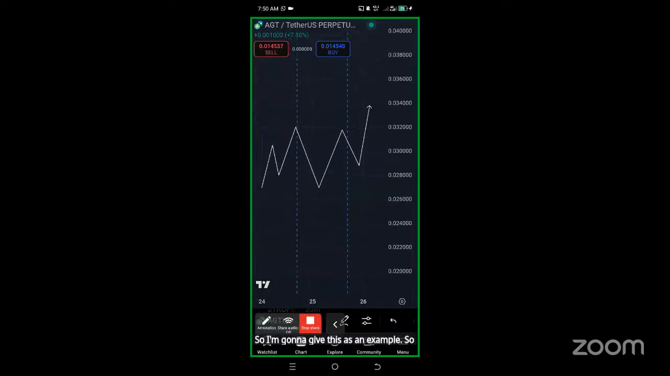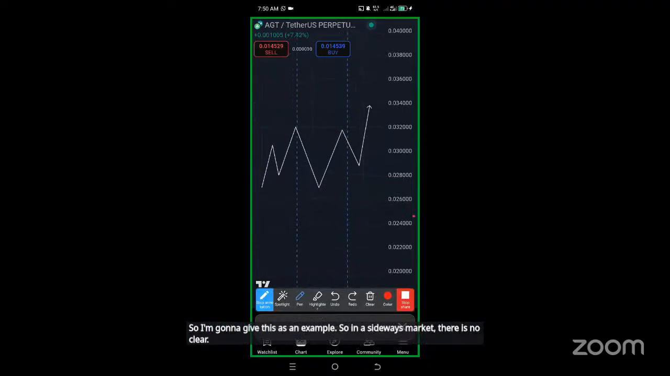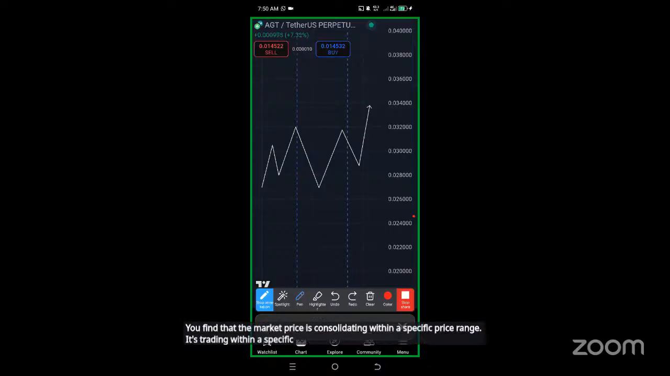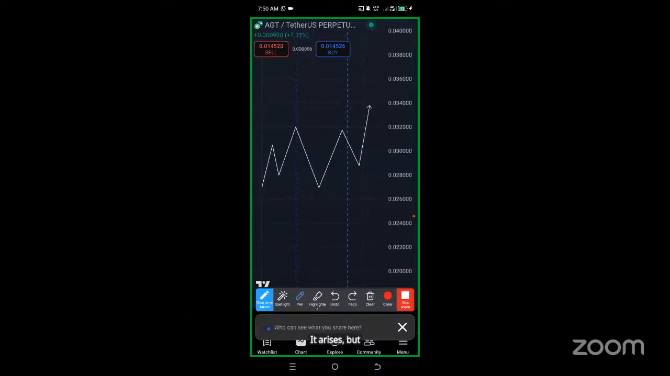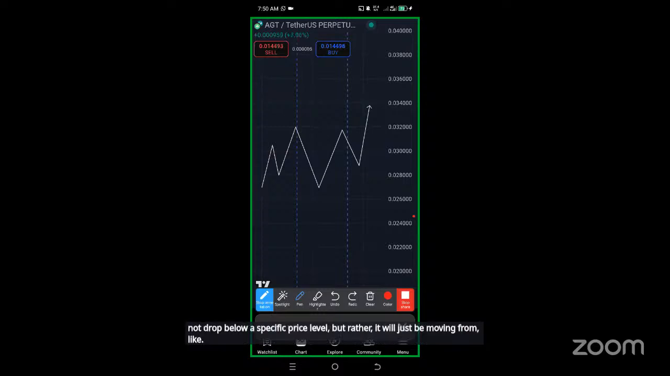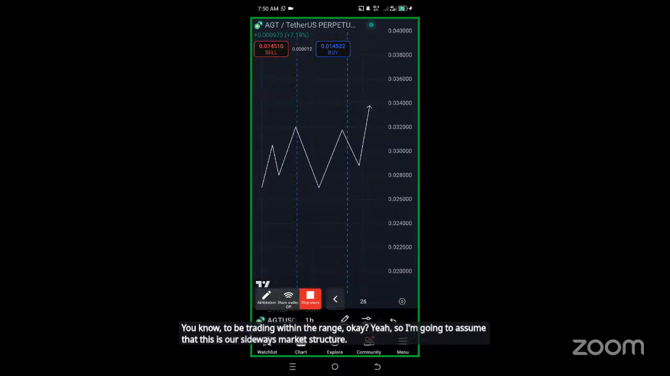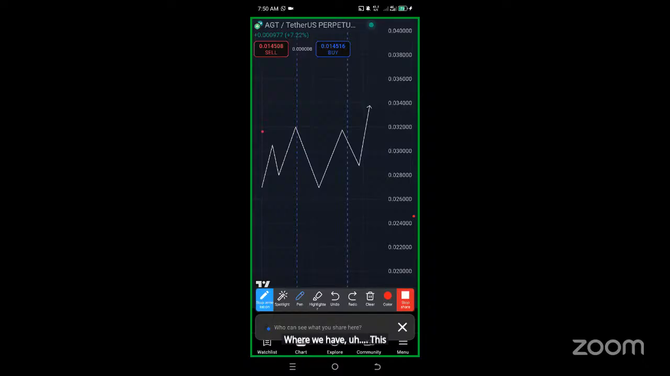So in a sideways market, there is no clear direction of the market with regards to an uptrend or a downtrend. You find that the market price is consolidating within a specific price range. It's trading within a specific price range. It rises, but it doesn't go past a particular price level. It drops, but does not drop below a specific price level, but rather it will just be moving in form of a zigzag, trading within the range, okay? So I'm going to assume that this is our sideways market structure where we have this specific price range and then the lower price range.